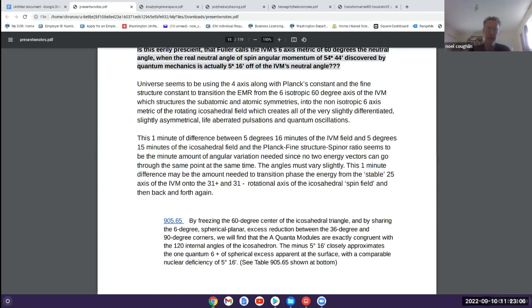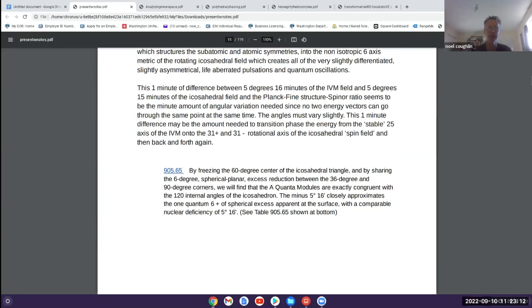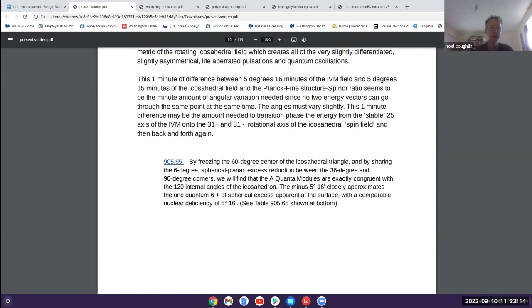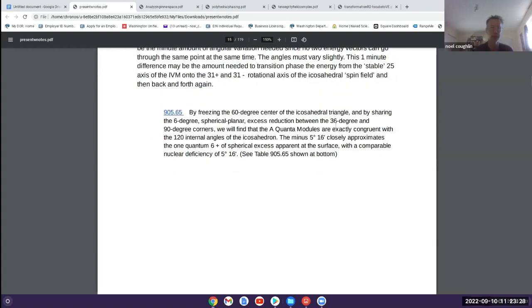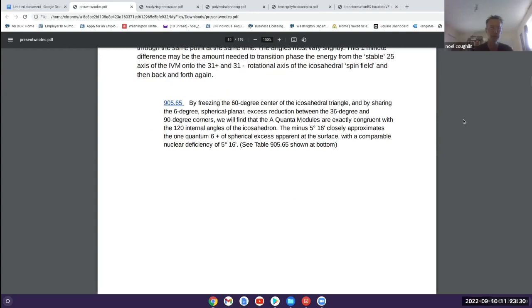seems to be the minute amount of angular variation needed, since no 2 energy vectors can go through the same point at the same time. The angles must vary slightly. This 1 minute difference may be the amount needed to transition phase the energy from the 25 stable axes of the IVM onto the 31 one-way and another way rotational axes of the icosahedral spin field, and then back and forth again. He talks a little bit more about the freezing of the angle and what the 516 means.